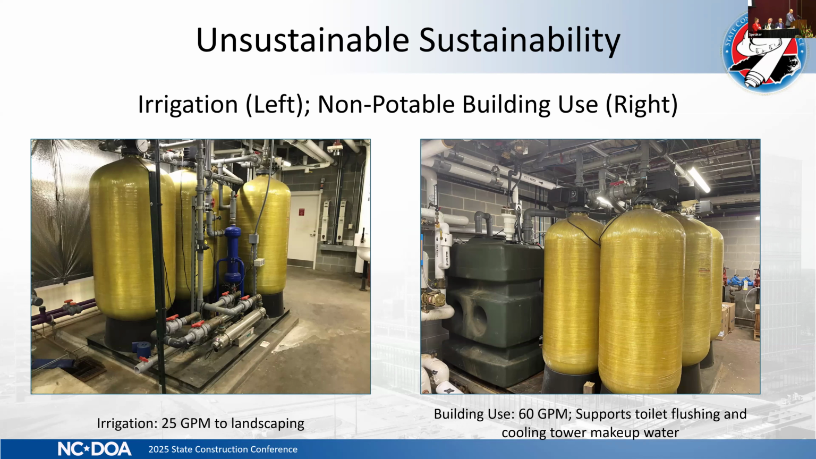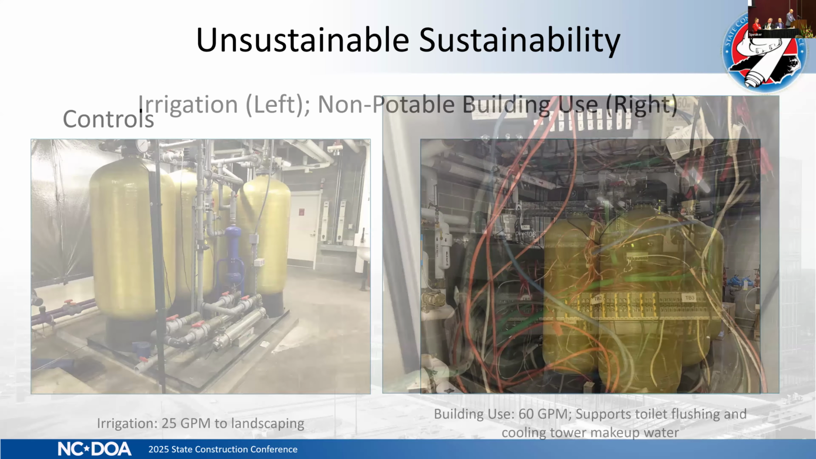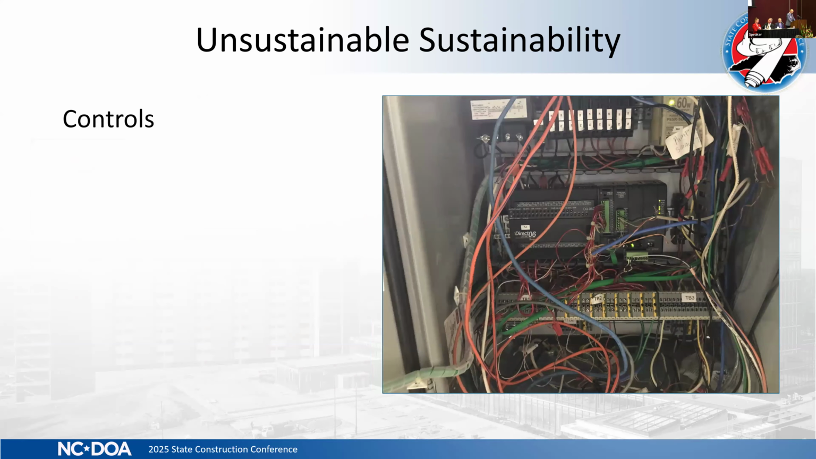So let's take a closer look at some of the individual components and where we ran into some problems. All right, the controls were problematic early on in the project. As a matter of fact, the rainwater system was never fully commissioned because there were still too many bugs to be worked out in the controls at that time.